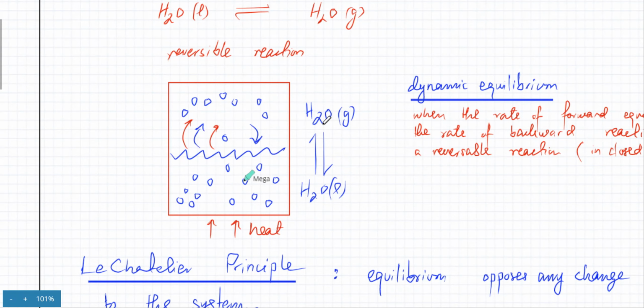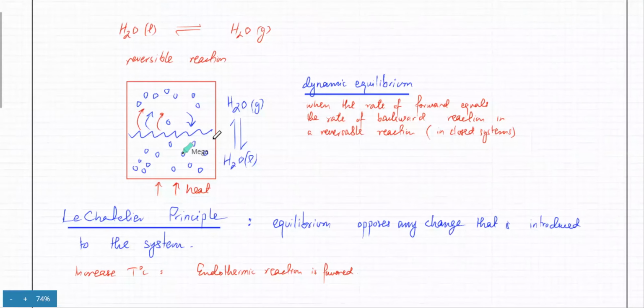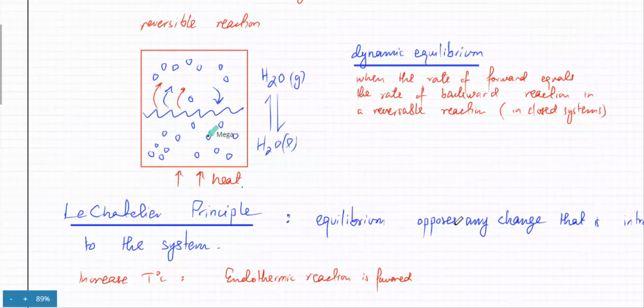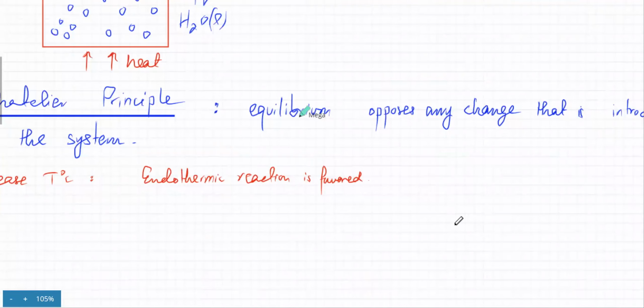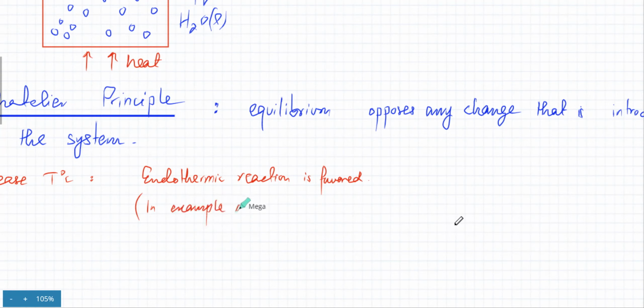So the equilibrium is going to favor one of the sides. Okay? And the equilibrium is going to favor the endothermic reaction. The endothermic reaction is going to speed up. Evaporation is an endothermic reaction. Okay? So in the example above, we can write this in the example above. Evaporation, which is the endothermic reaction, is favored. And remember, I'm using the word favored, okay, for a reason.